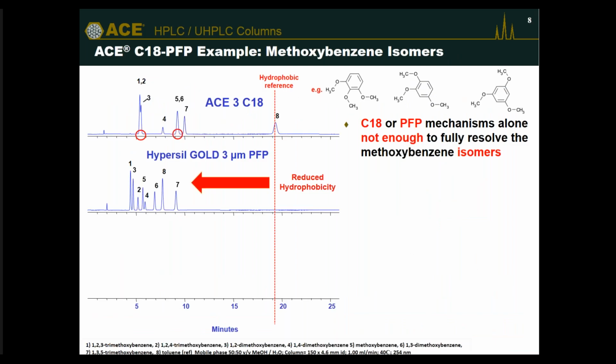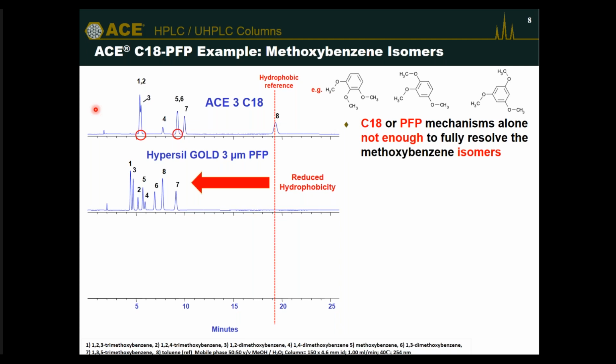As an example, this is just one single example to show you how this C18 PFP column gives you options with your chromatography. In this first chromatogram, we have a standard C18 column and a mixture of methoxybenzene isomers. You can see on the right-hand side of the slide that we have three positional isomers within this eight-compound mixture. These are trimethoxy isomers, and they vary in the position of the methoxy group around the ring system.